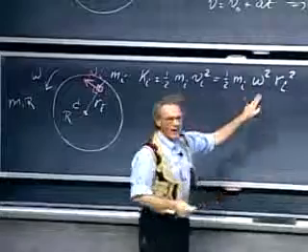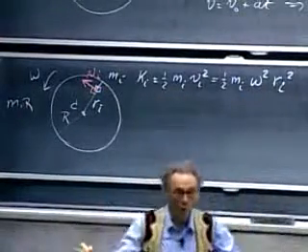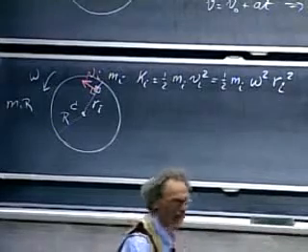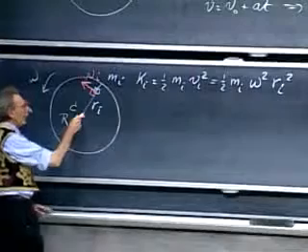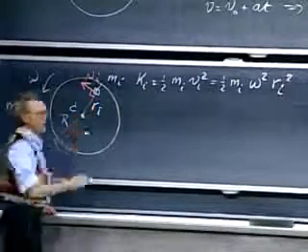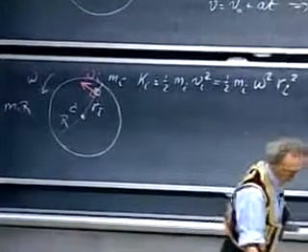The nice thing about writing it this way is that omega, the angular velocity, is the same for all points of the disk, whereas the velocity is not. Because the velocity of a point very close to the center is very low. The velocity here is very high. And so by going to omega, we don't have that problem anymore.